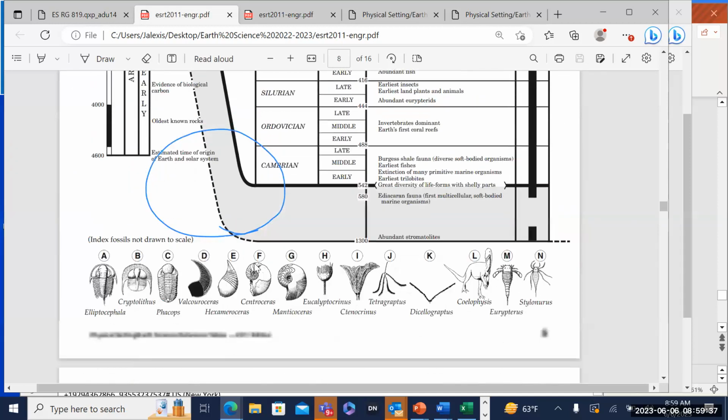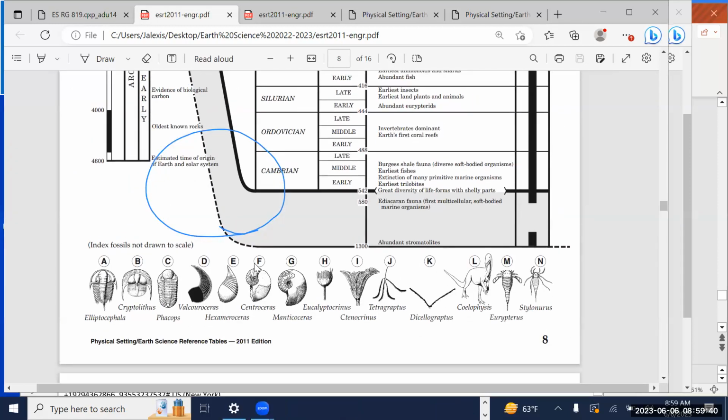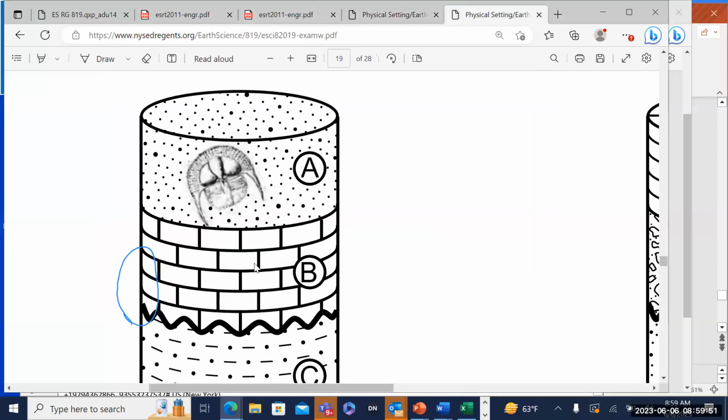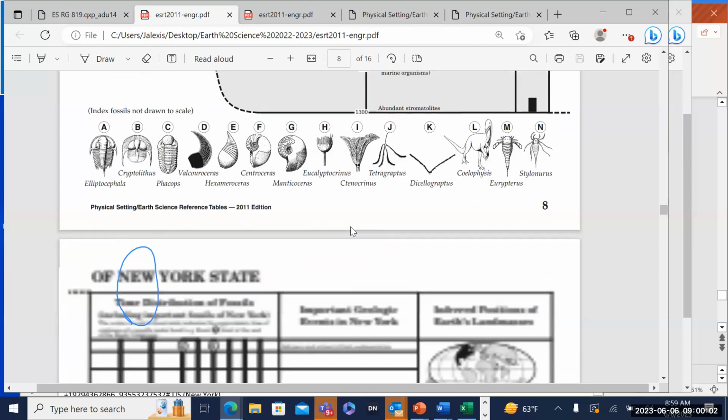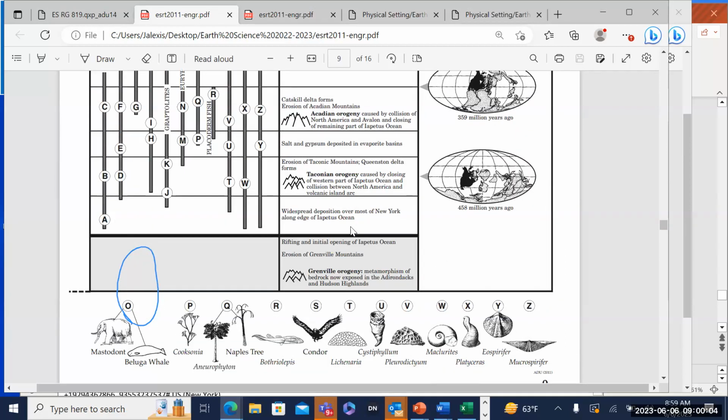On page 8 and 9, I see the same type of fossil located right here, and it's index fossil B. If you want to take a comparison look again, you see this is the index fossil here, and we look at B, it's the same. So we know index fossil B is what we're looking for. So when I look, I see that index fossil B is located right here, right?